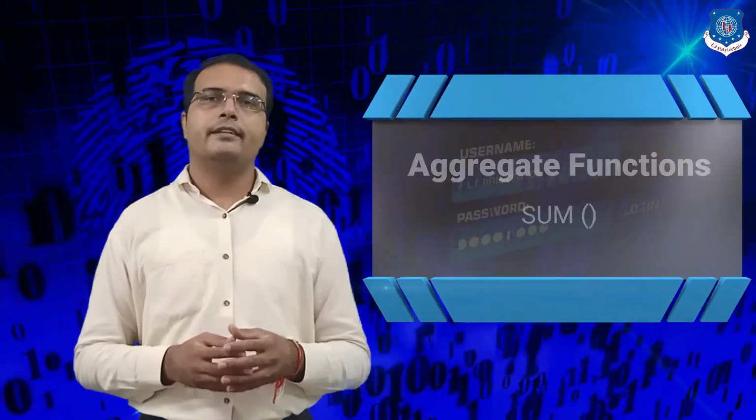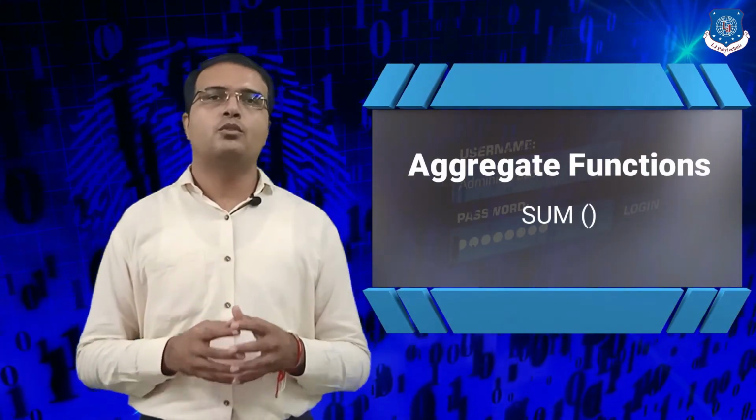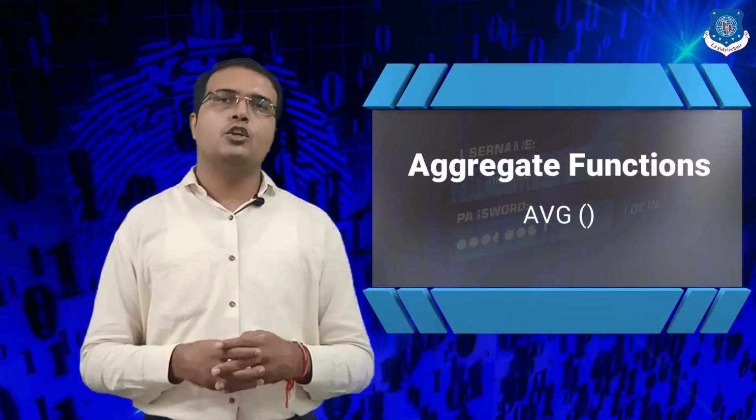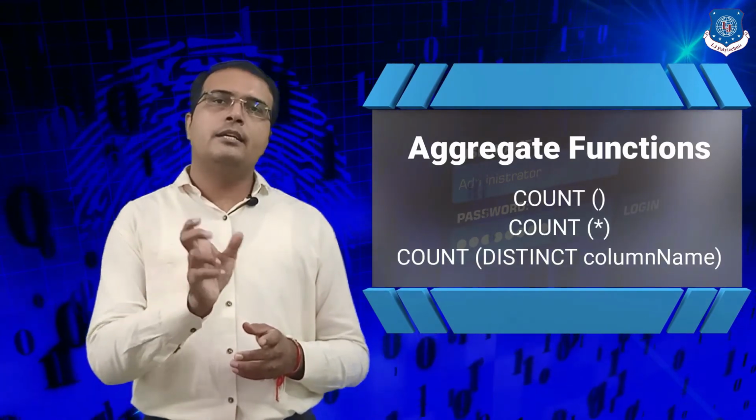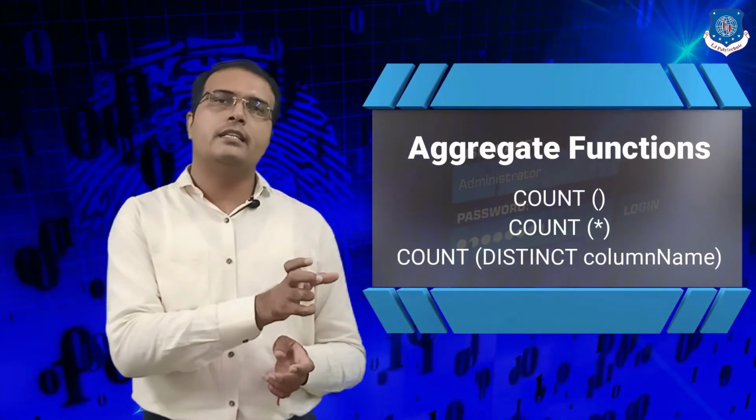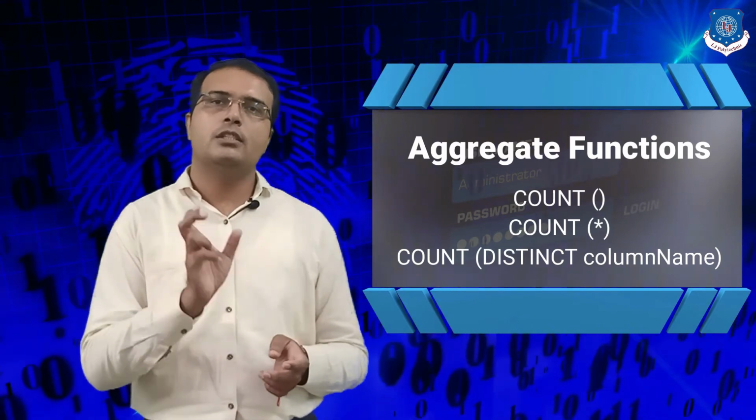Sum function returns the sum of all values for a given column. Average function returns the average of all values for a given column. We will understand practically how count star differs from count distinct, and there are several variations for a count. We will understand these in this practical series.